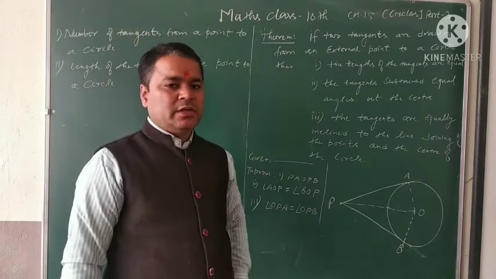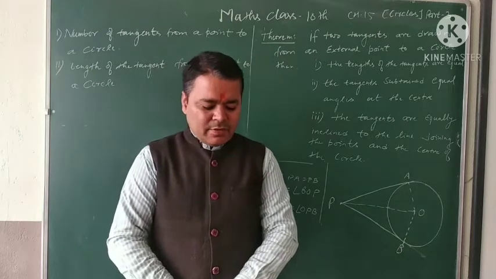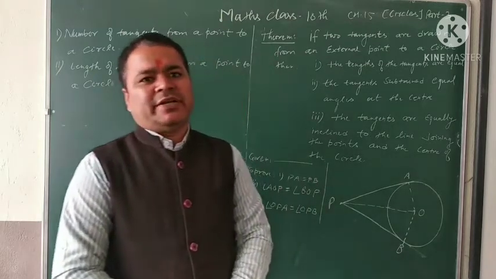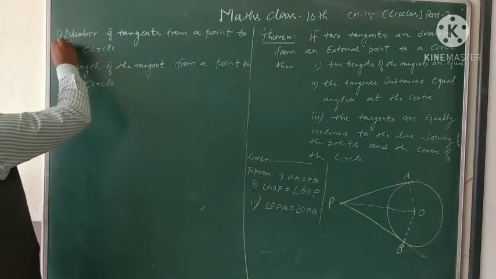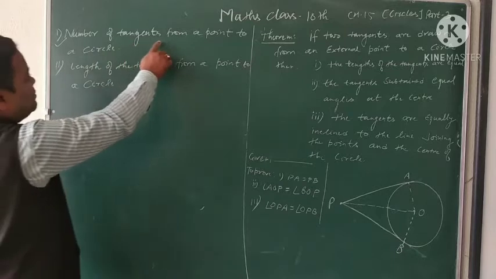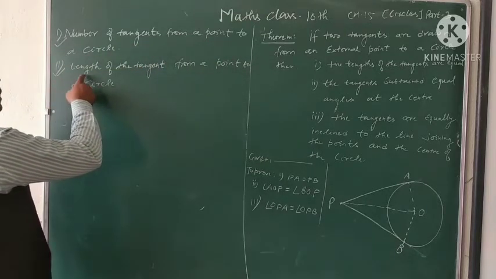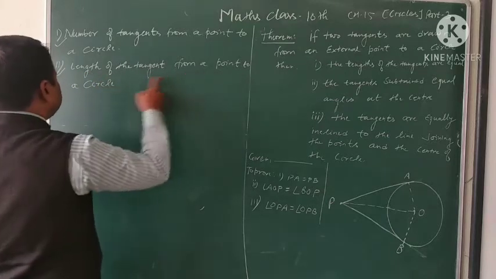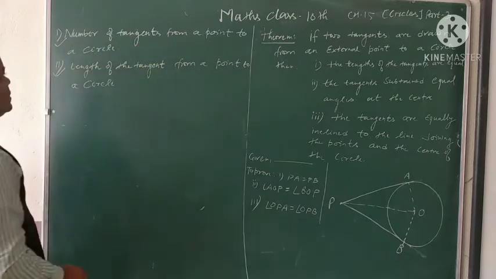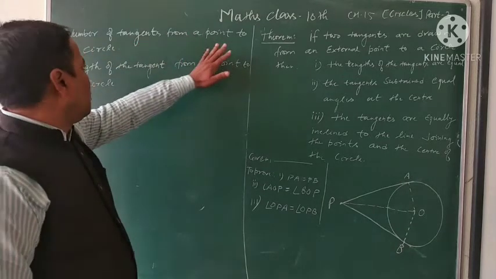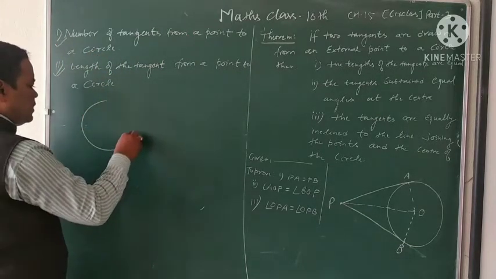Dear student, let us see the new topic, that is number of tangents from a point to a circle. First of all we discuss the number of tangents from a point to a circle, and after that the second topic will be the length of the tangent from a point to a circle. First we should discuss the first concept, number of tangents from a point to a circle. If we have a circle, there are three conditions.